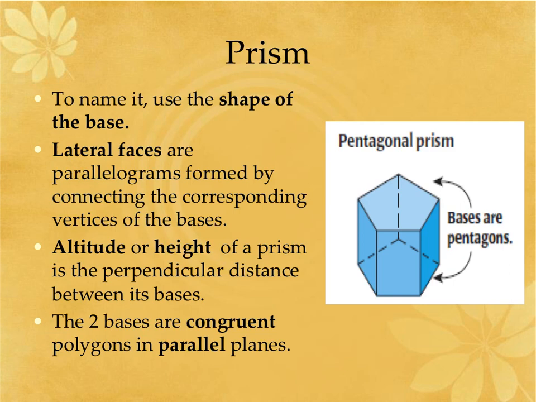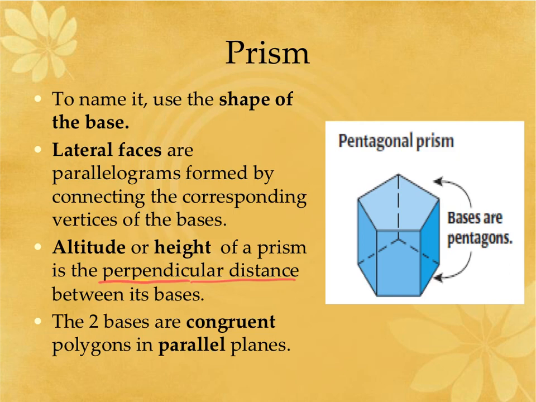The lateral faces are the parallelograms that are formed by connecting the corresponding vertices of the bases. The altitude or height of a prism is the perpendicular distance between its bases. What we're going to be looking for whenever we look for the height is a right angle, because it's going to be the perpendicular distance.